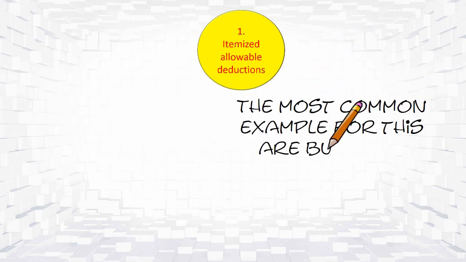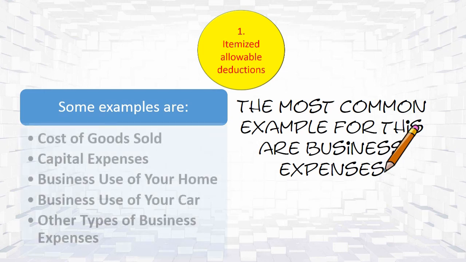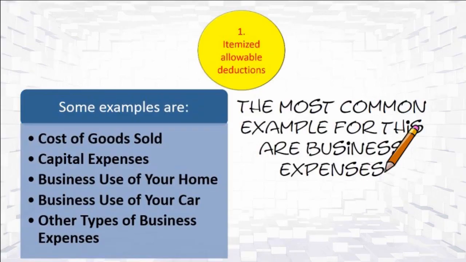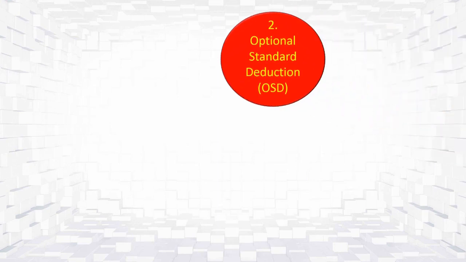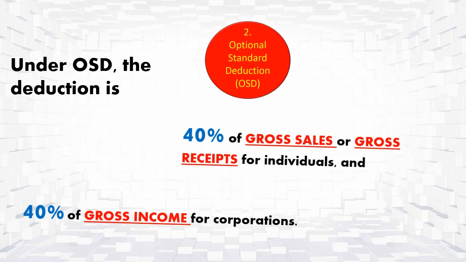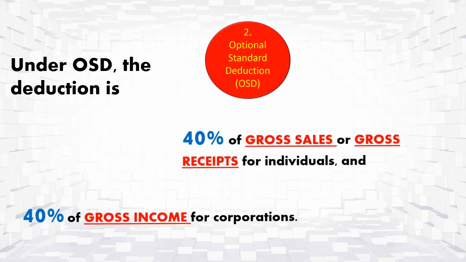For the itemized allowable deductions, the most common example for this are business expenses. Some examples are the cost of goods sold, capital expenses, business use of your home, business use of your car, other types of business expenses. Second, under OSD, the deduction is 40% of gross sales or gross receipts for individuals and 40% of gross income for corporations.